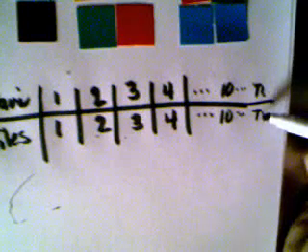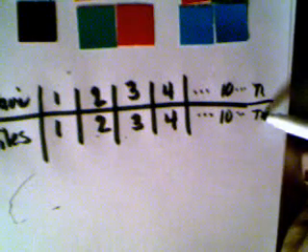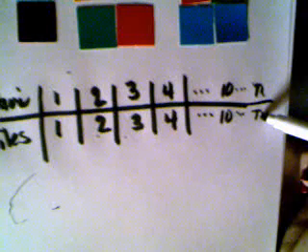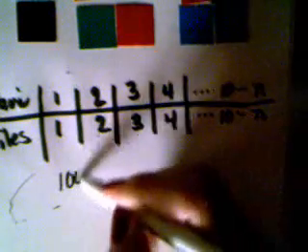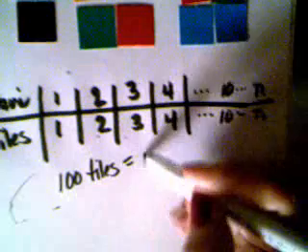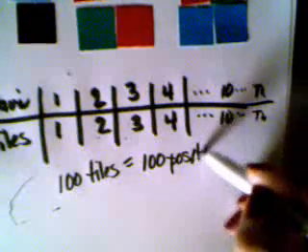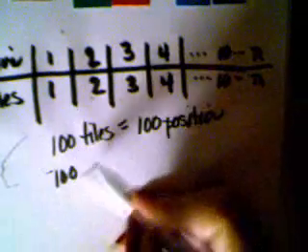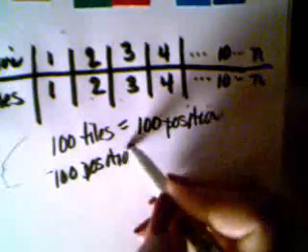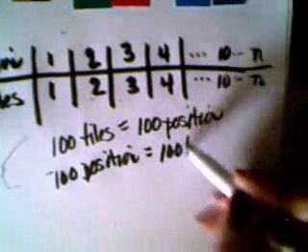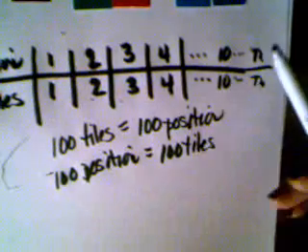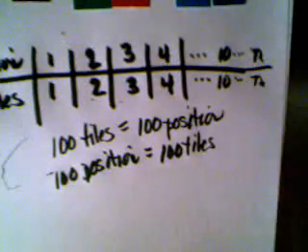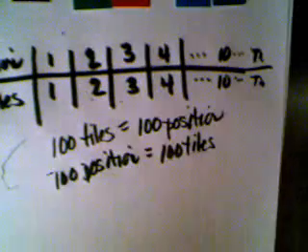And I can use our prediction to show what would happen in the 100th tile. If I had 100 tiles, I know that's the 100th position. And if I have the 100th position, I know that I have 100 tiles. So I can use my conjecture to go from the position to the tiles, or from the tiles to the position.